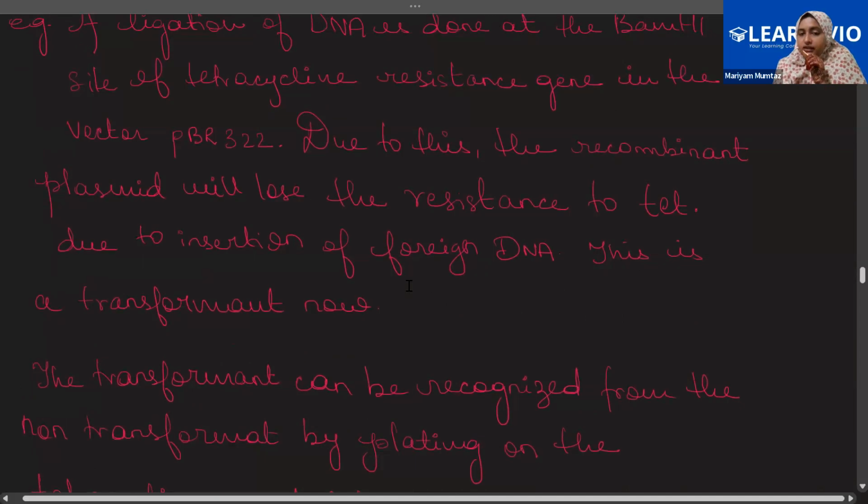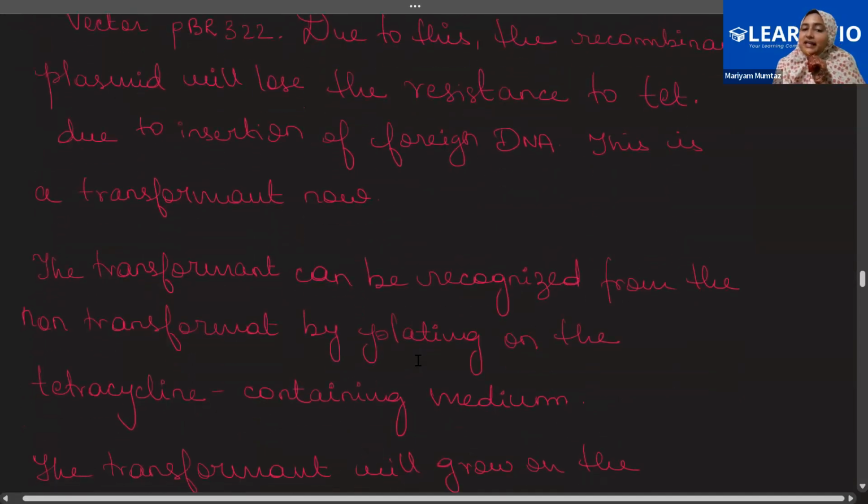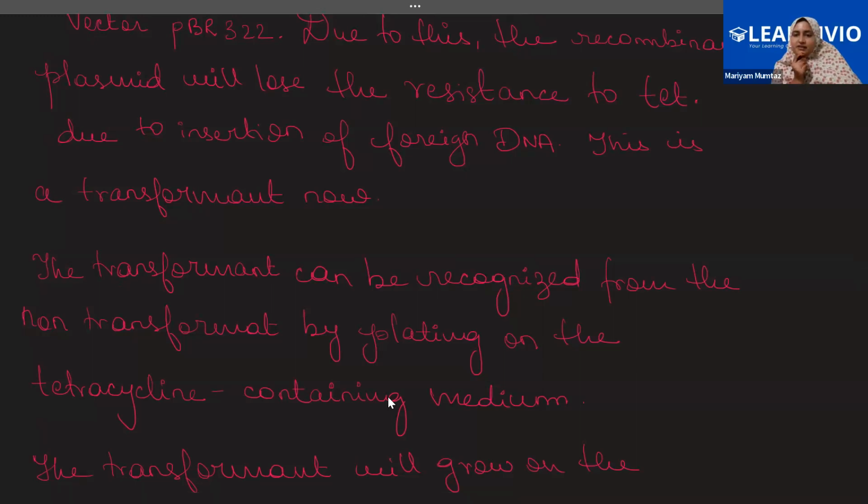Now the transformant can be recognized from the non-transformant by the plating process. Remember I told you that we take a Petri plate, we put the bacteria or the plasmid in it, and then we add ampicillin. Now all of them will grow because none of them have lost the ampicillin resistance. But when we talk about putting tetracycline into the plate, now they will not grow. The ones that have been transformed will not grow. Why?